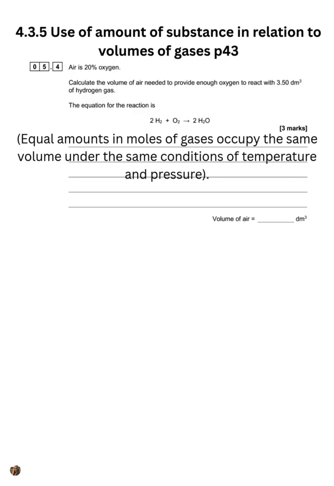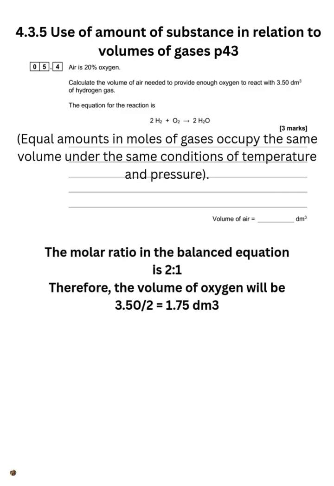Now we don't need to overcomplicate this and use the fact that 1 mole of any gas occupies 24 decimeter cubed at 20 degrees C and atmospheric pressure, because we're not actually told what the conditions are here, but obviously the conditions are going to be the same whether we're looking at the reactants or the products. So instead we're simply going to use the molar ratios that are shown in the balanced equation.